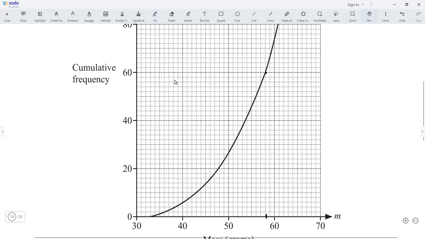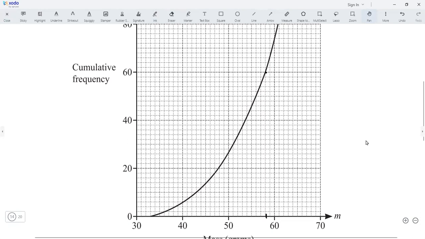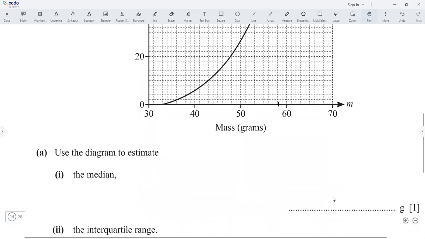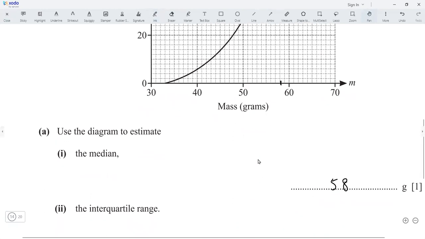So the answer must be on the x-axis for the median, because we have to start from the cumulative frequency's half and move towards the data, coinciding with the values on the x-axis. It is 58, so write down the exact answer here. Next one is the interquartile range, which they have said is estimated. If we write down 57 or 59, similar to 58, it will be fine as well.